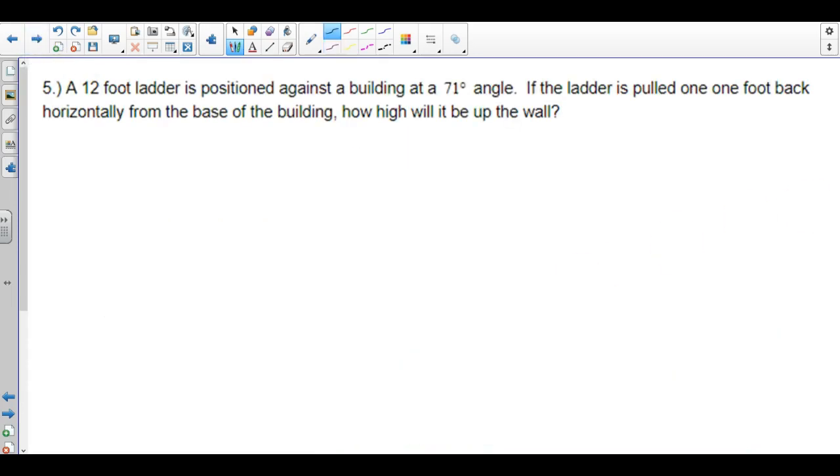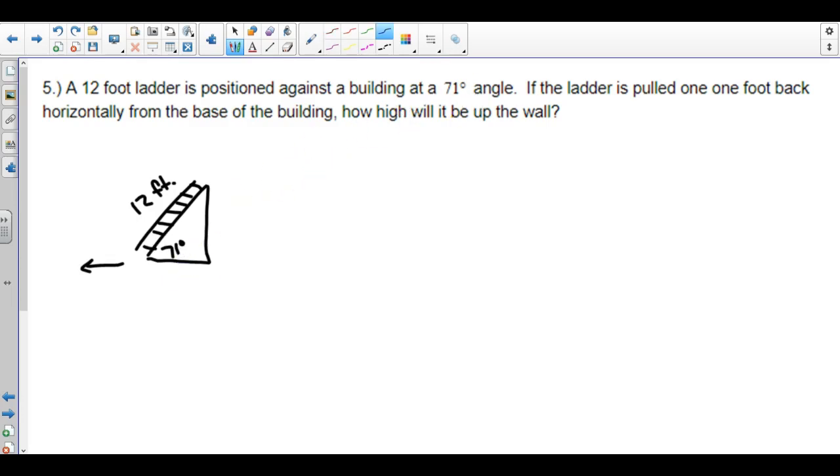So I'll give you a sec to read over this. A 12-foot ladder is positioned up against the building at a 71-degree angle. So I'm going to draw my little ladder in here, positioned up against the building at a 71-degree angle. The ladder itself is 12 feet. If the ladder is pulled back, so going this way, 1 foot horizontally from the base of the building, so we're basically going to increase this bottom distance by 1, and it wants to know how high up the wall it will be.